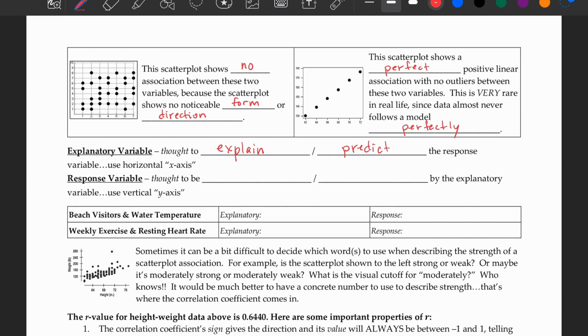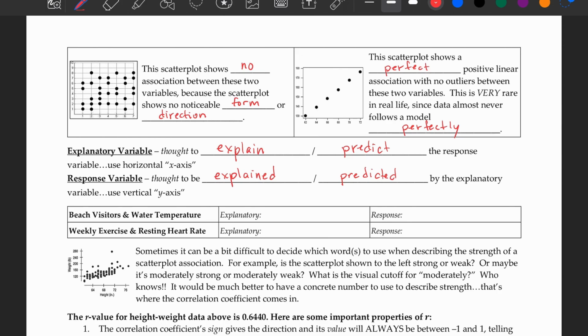And the other one is the response variable, and this is the one that gets explained by or predicted by the one that maybe responds to the explanatory variable, the x variable. So this is the one you put along the y-axis.